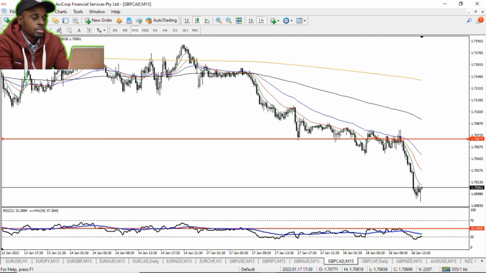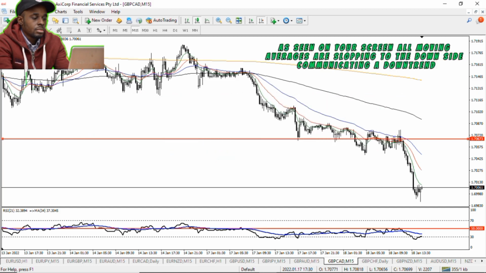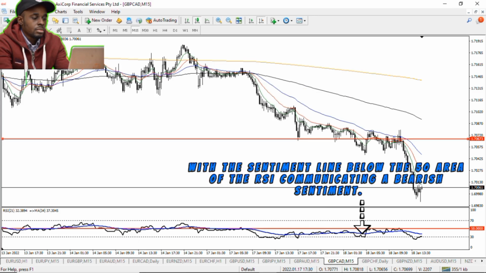Again, you would notice by now that I'm always repeating the same process on all of my trades, because when you're day trading and working a 9 to 5 job, you just need to find a systemic method which removes most of the emotional and discretionary judgment from your trading. As seen on your screen, all moving averages are sloping to the downside, communicating a downward trend, with the sentiment line below the 50 area of the RSI communicating a bearish sentiment.